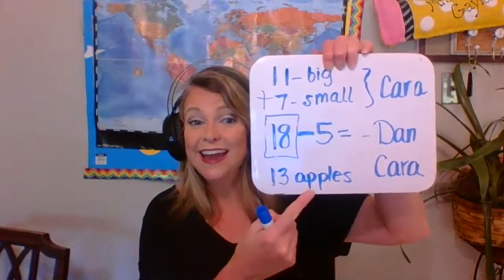13. Do you remember what Miss Gaylord taught you? A word problem has to have a label. So the answer would be 13 apples. Okay, very good. Very good. All right, let's look at one more before we wrap up.